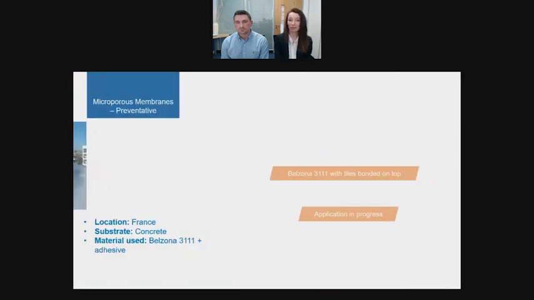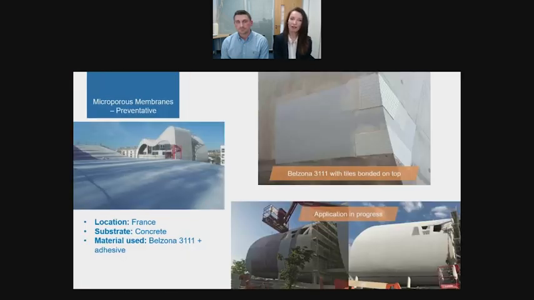This application took place in France at the beginning of the year. Unlike a typical repair using a membrane, this time the material was required to protect this new build structure from any potential damage. They used Belzona 3111 on the roofs and walls of these three curved buildings. After that, they used an adhesive to bond the little white tiles onto the outside of the buildings. You can see an example of this in the top right-hand picture. So the final look was these white tiles all over the buildings, but they were also waterproof and weatherproof thanks to the Belzona 3111 underneath.